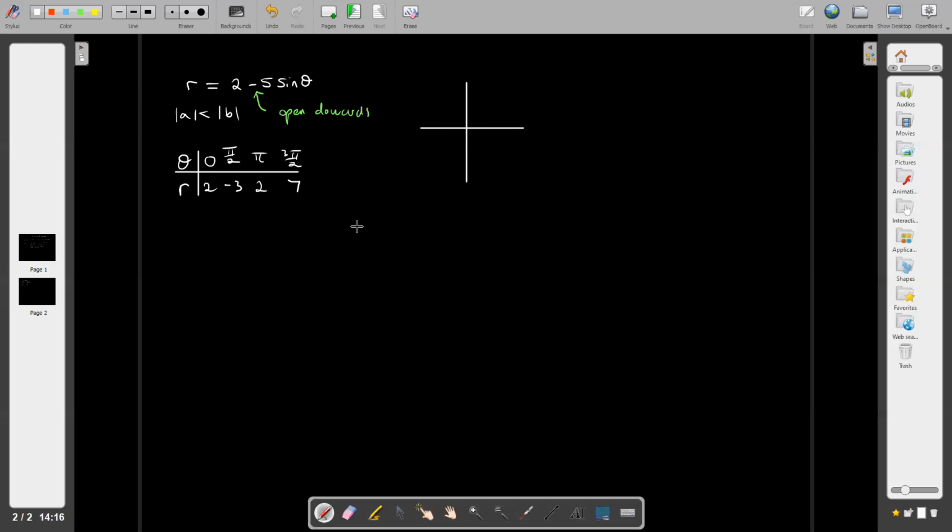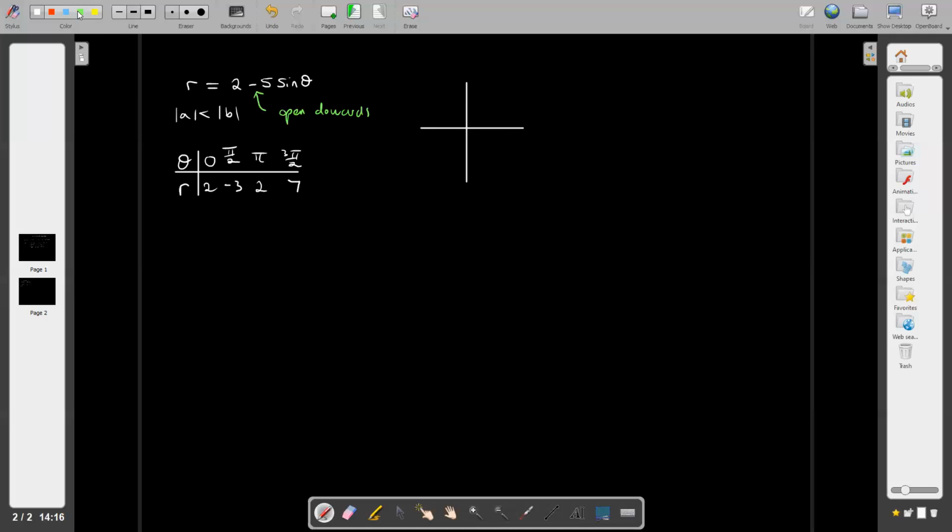Okay, so notice that at 0 and pi, we're going to have the same value, and they're positive. When it comes to pi on 2, it's going to plot downwards here, because remember R is negative. So at pi on 2, it's going to be negative 3, and then at 3 pi on 2, when we've turned all the way around to here, it's going to do the full 7.